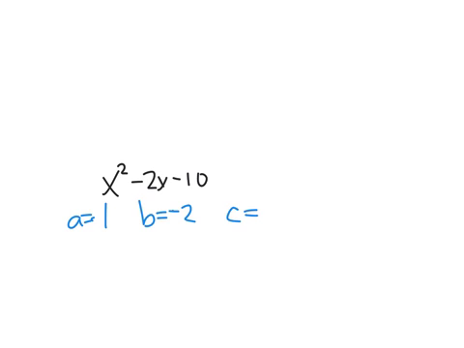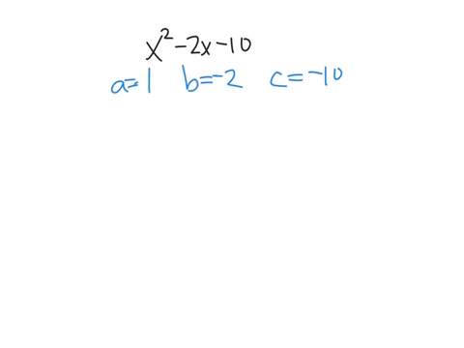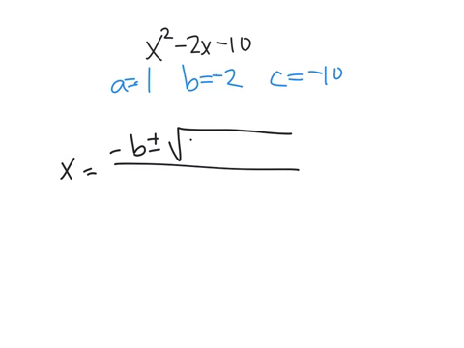All right. We've ruled out Desmos. So we're going to do x squared minus 2x minus 10. So a is 1, b is negative 2, and c is negative 10. So now we're going to do that formula. X equals negative b plus or minus the square root b squared minus 4ac all over 2a.